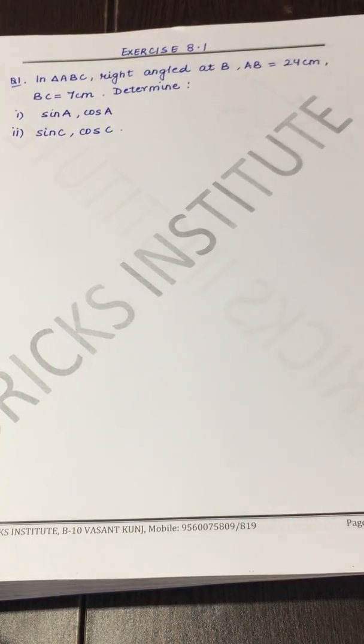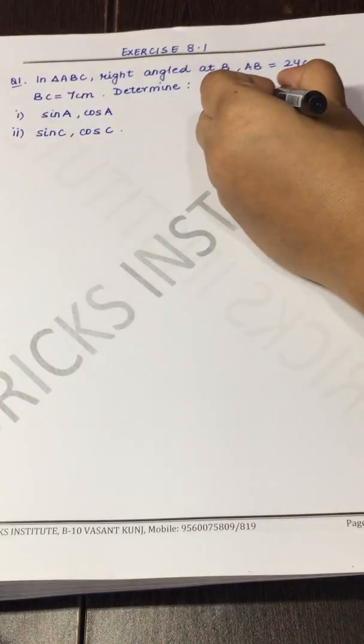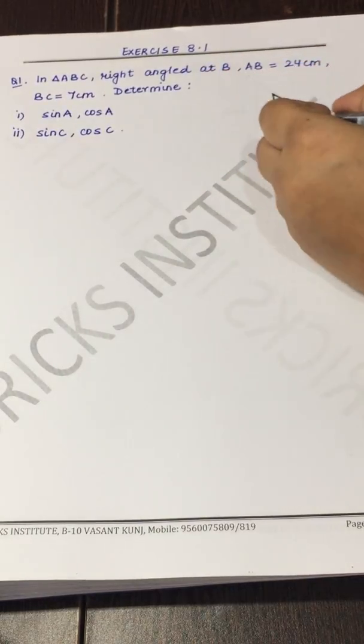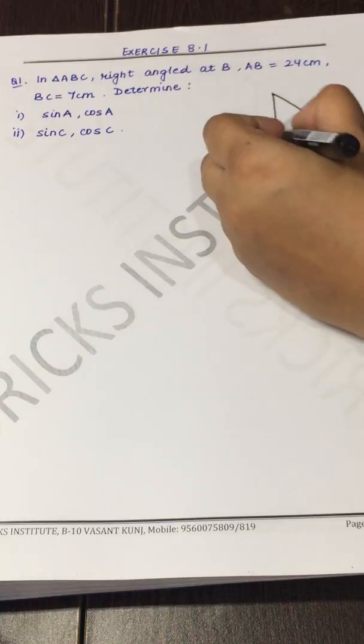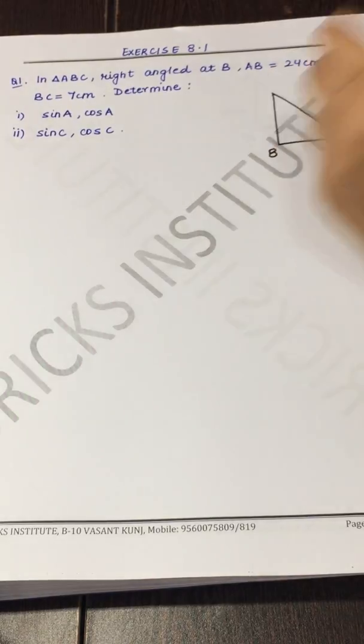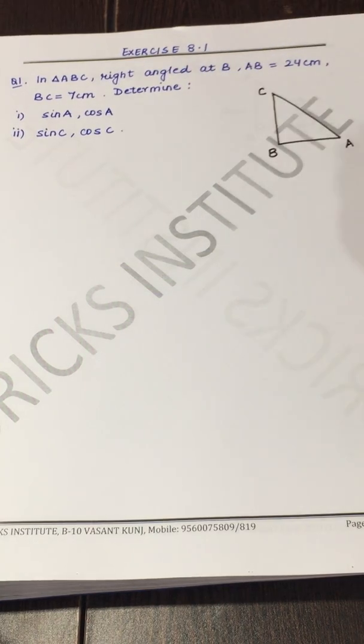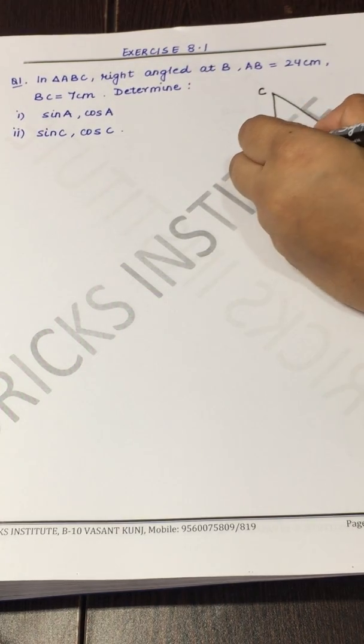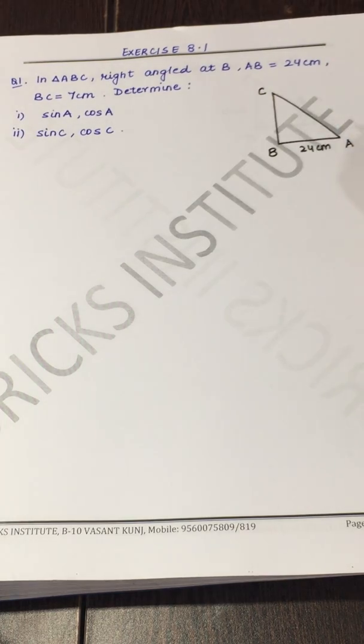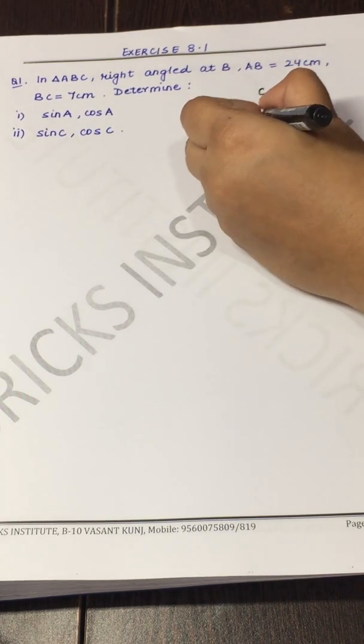Let's start with the unsolved exercise of NCERT. So, it's the first question. In triangle ABC, which is right angled at B. So, let's make a triangle which is right angled at B. AB is 24. So, let's keep A here and C here. AB is 24 centimeter. BC is 7 centimeter.